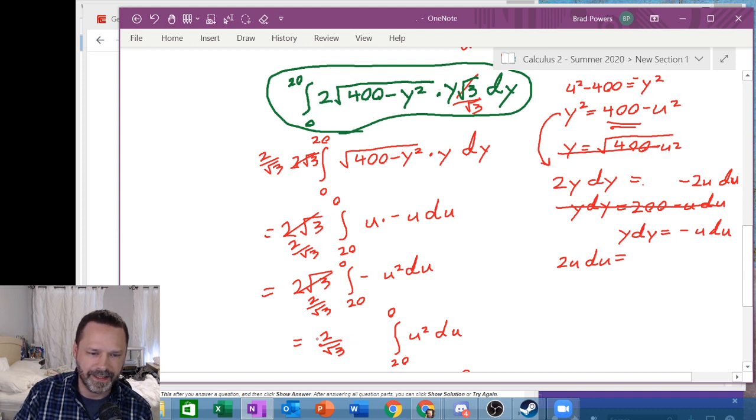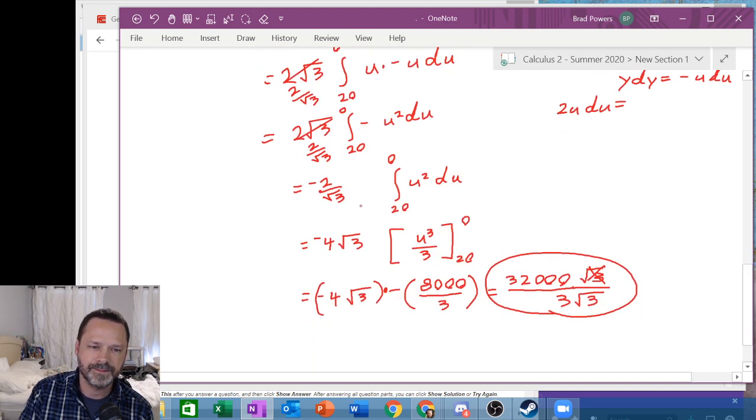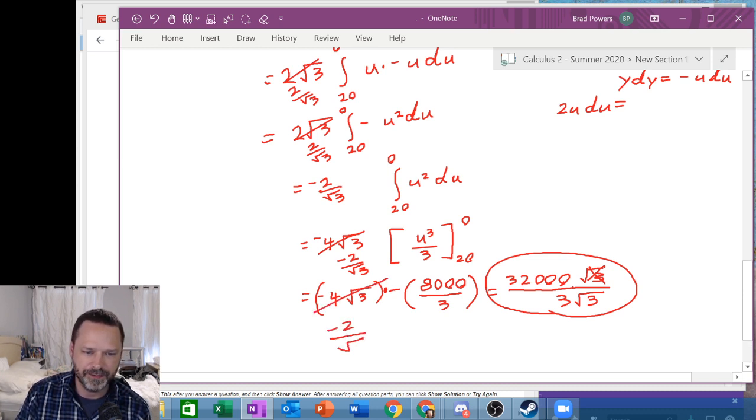And then that negative we're taking out front. And it's u squared. So again, negative 2 over root 3. And we get this. So negative 2 over root 3 times negative 8,000 over 3 would hopefully be 16,000 over 3 square root 3. There we go. Solution 3.